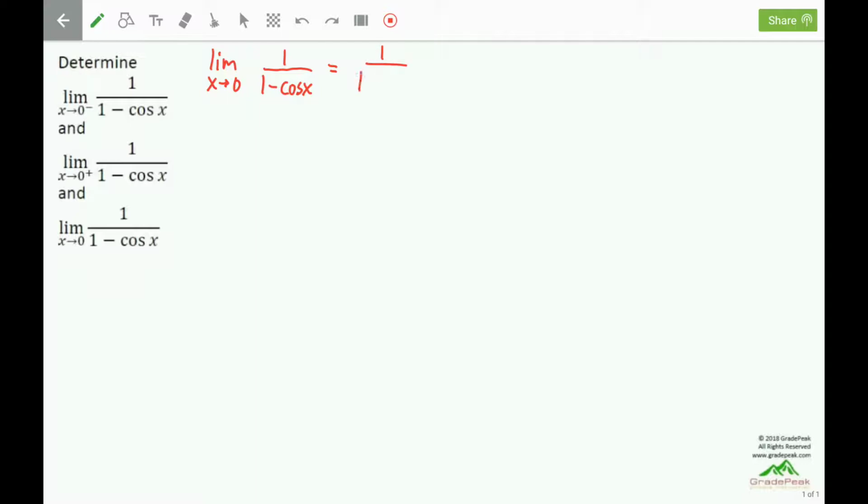That'll give 1 divided by 1 minus the cosine of 0, which is 1 divided by 1 minus 1, which is 1 divided by 0. That 0 in the denominator is not actually 0, since x is only approaching 0. It never reaches 0 here.